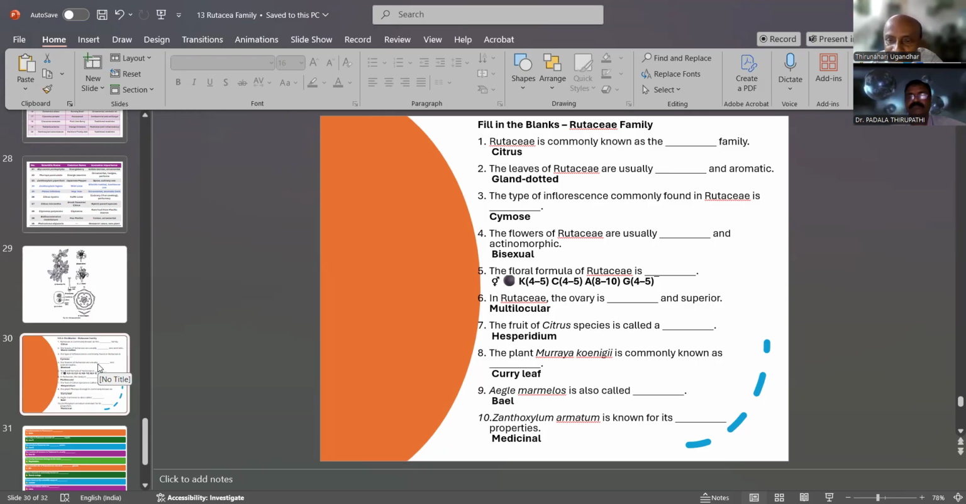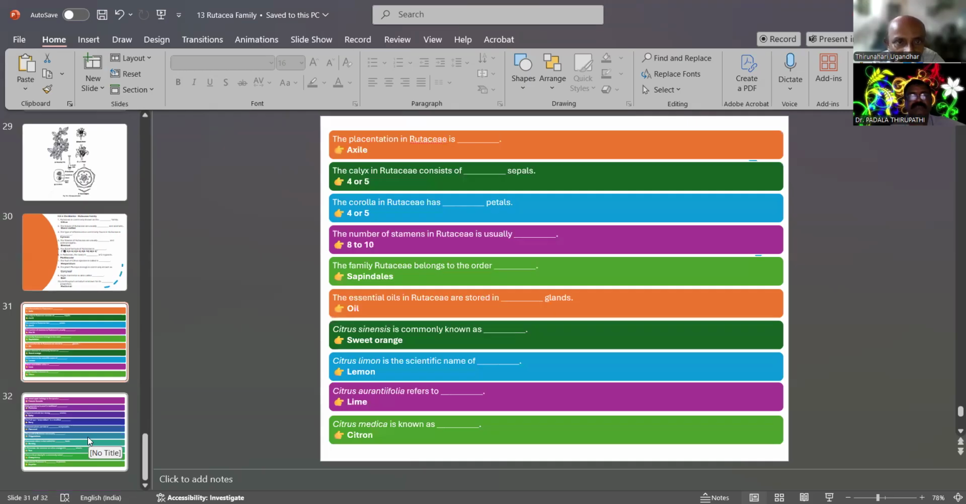The fruit of citrus species is called a hesperidium. The plant Murraya koenigii is commonly known as curry leaf. Aegle marmelos is also called bael. Zanthoxylum armatum is also known for its medicinal properties. It also has 10 important economic uses. The placentation in Rutaceae is axile placentation. The calyx consists of 4 or 5 sepals. Then the carpels are 4 or 5. The number of stamens is 8 to 10.